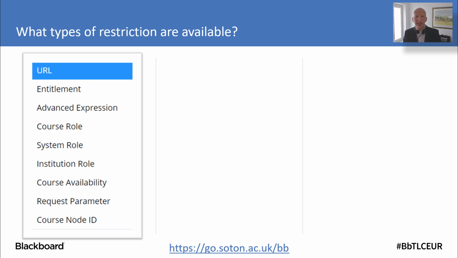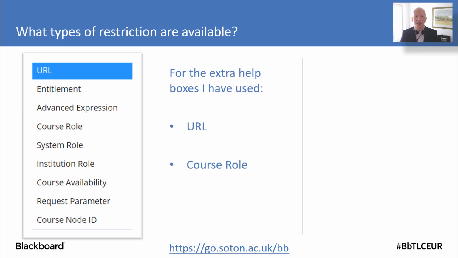Course availability, is the course available or not? Request parameter, that's where you can be passing something from one hack package to another. And a course node ID, I'm not actually sure what that is, but it is not the course ID. The course ID, I'll be showing you a different way of using that as a restriction.